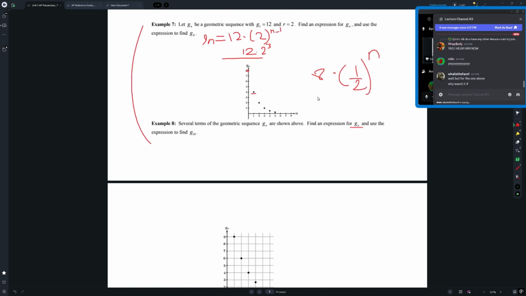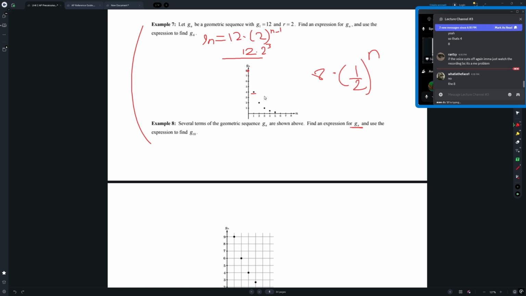For the other one, why wasn't it 4? Because you're looking for g of 1. Means for example 7 or 8. Alright, so first the expression is 8 times 1/2. Does that make sense?